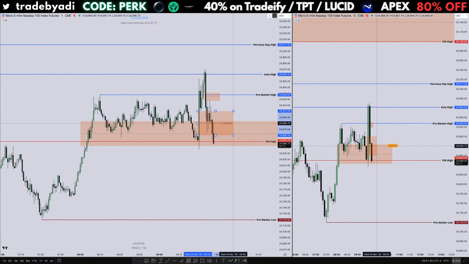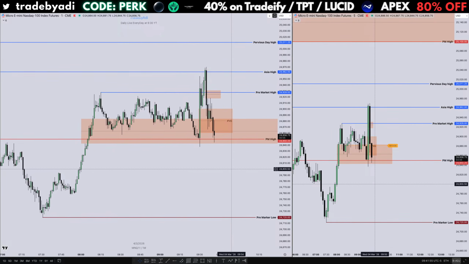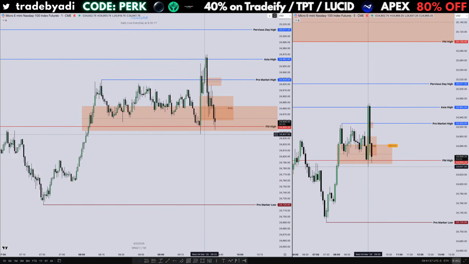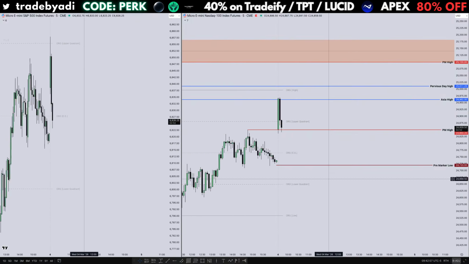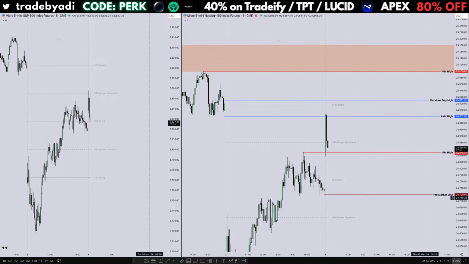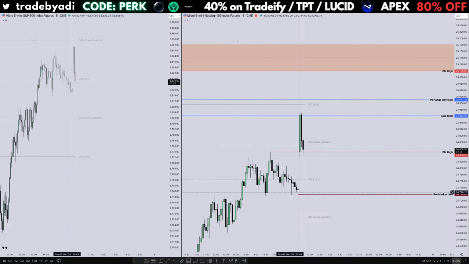Okay, so we have completely inverted this fair value gap. I want to see the displacement to the downside liquidity once we have taken out this low, the 930 low. And also I will use the ATH chart. We also have these equal lows on the regular trading hours.